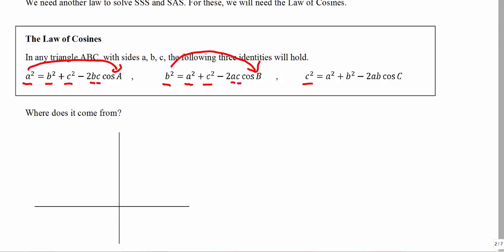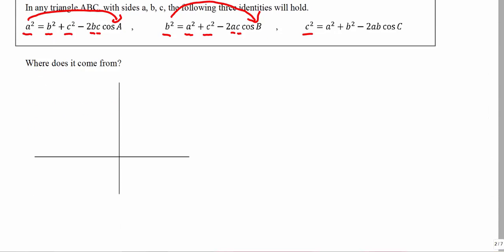Where does the law of cosines come from? To see where the law of cosines comes from, let's start by looking at our graph at an angle in standard position. I'm going to put the vertex of the angle here at 0, 0, the origin, and we have our initial side and the terminal side. Let's call this angle B.